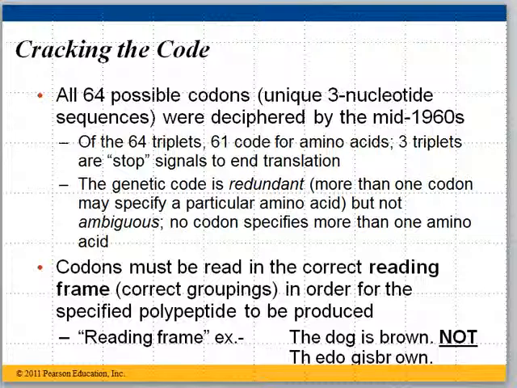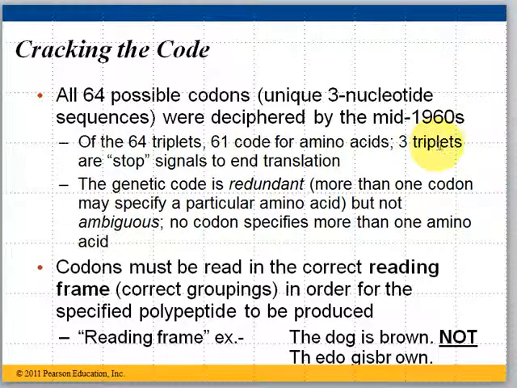So all 64 possible codons, there are 64 possible codons. Remember, that's 4 to the power of 3. So a codon, remember, is a unique 3 nucleotide sequence. All 64 of these were deciphered by about the mid-1960s, so it really wasn't that long ago that we finally figured out what all of these codon messages were, basically. Of the 64 triplets, 61 of them code for particular amino acids. So 61 of those three-letter codons code for particular amino acids.